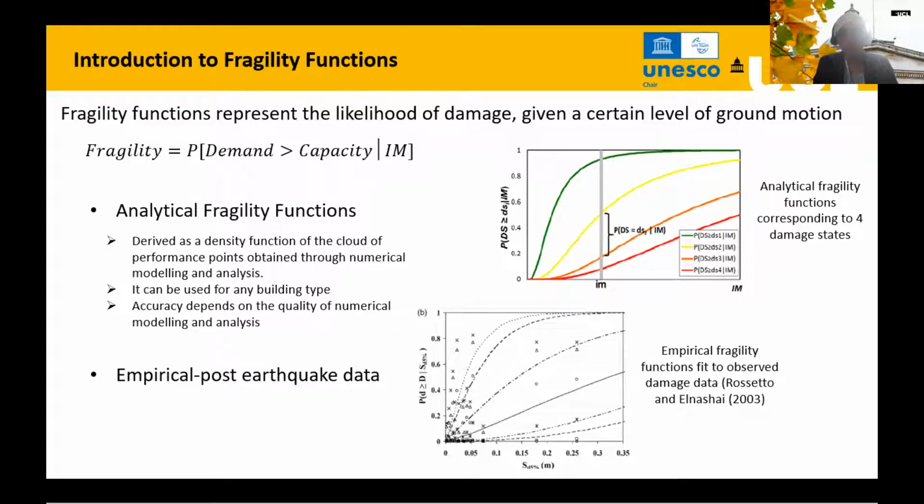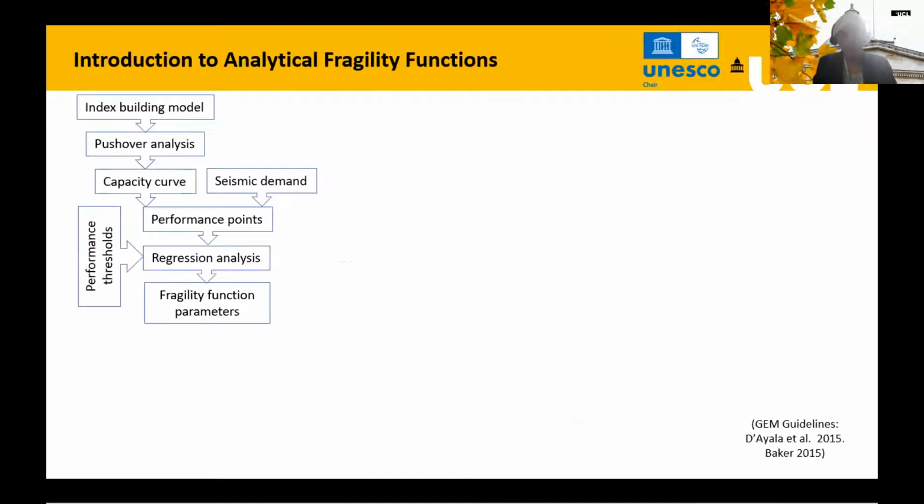There are other methods of fragility functions, such as the empirical post-earthquake data-based fragility functions, which we are not currently dealing with. Also, there are other methods which are used in different locations. Just to make it short and clear, we now have the performance points. We have defined the performance thresholds that Rohit has defined, either in terms of damage states or performance levels. Now what we need is a regression analysis to connect the performance points to the probability of exceeding a given damage state at given IM levels.